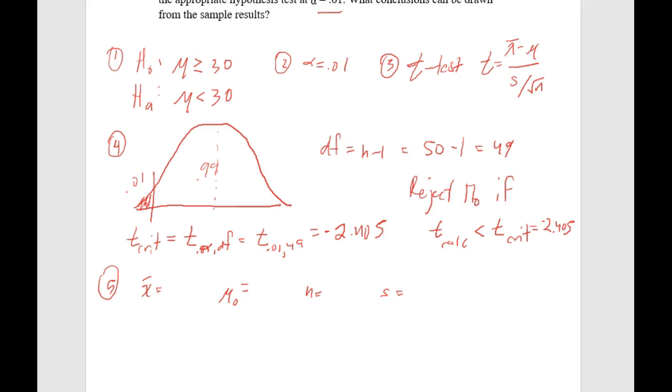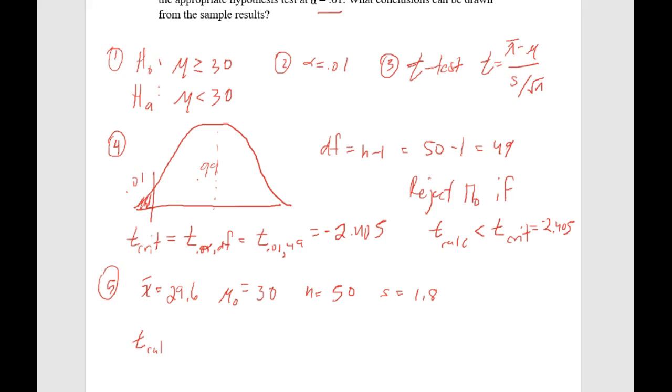Okay, I'll let you guys look up at the problem and find these different values, but we know that x bar is the sample mean of 29.6, mu sub naught is the assumed value of 30, n is the size of the sample, which is 50, and s is the sample standard deviation, so the standard deviation that was calculated in the sample, so 1.8.